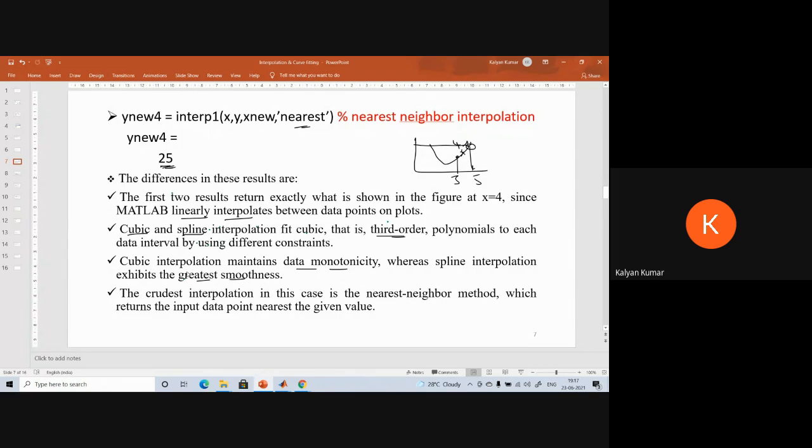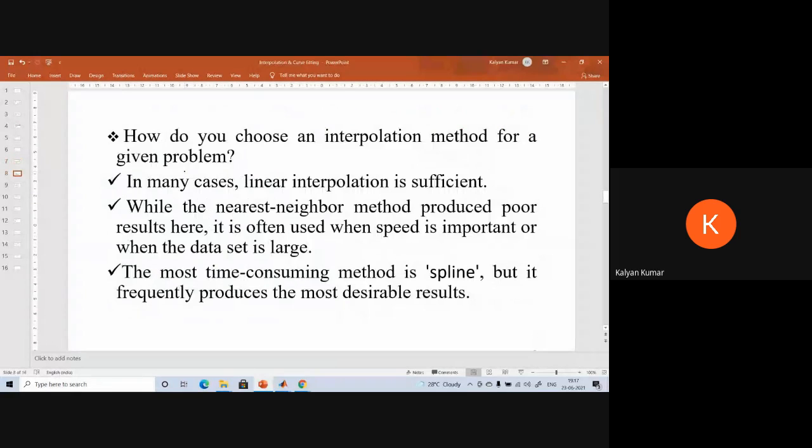Next, the crudest interpolation is the nearest integer. So, the estimated value is far different from the actual value. Now, how to choose the interpolation? We have four methods: linear interpolation, cubic interpolation, spline interpolation, and nearest interpolation. Which one should we prefer for making the estimation of data?